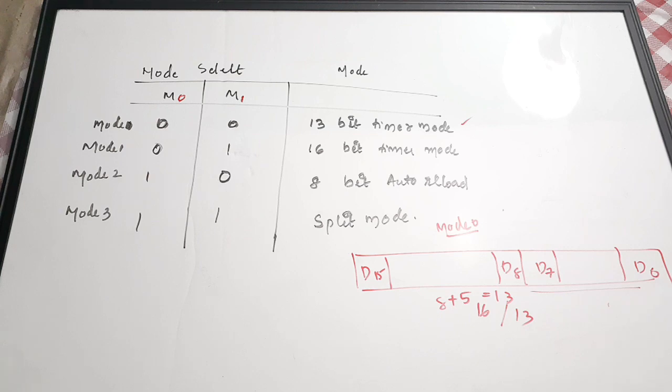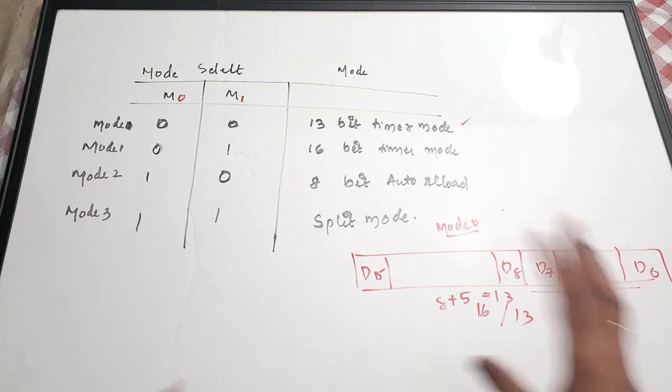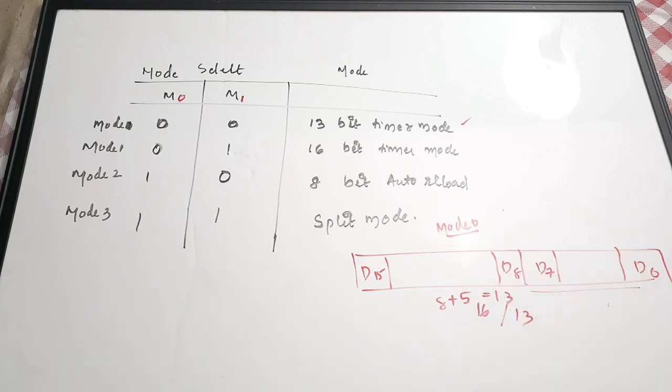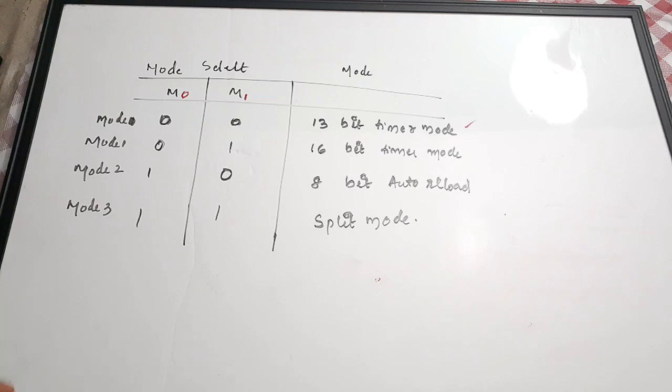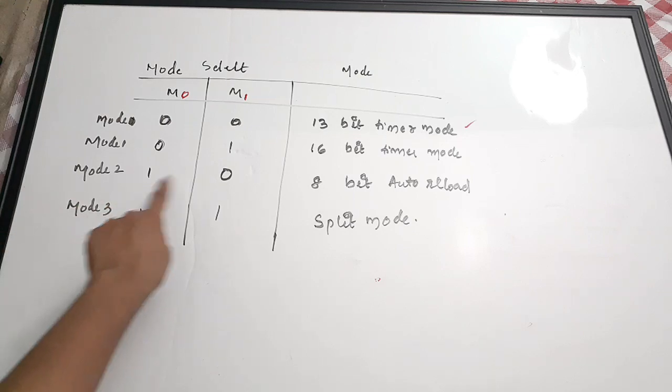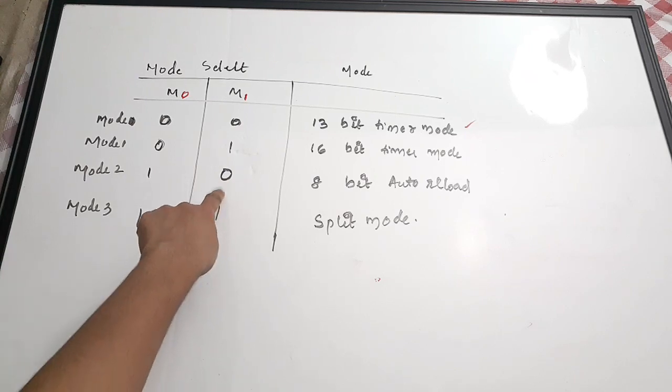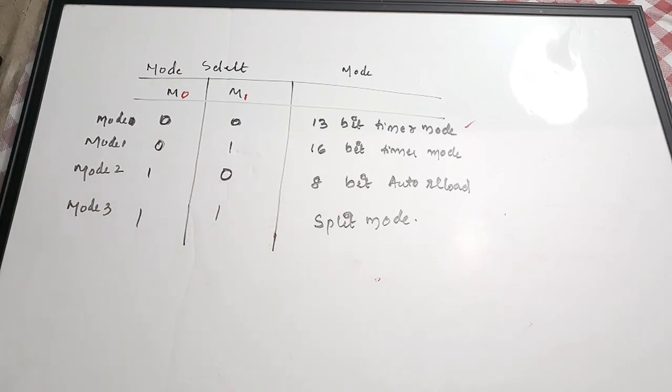Then for mode 1, 0 and 1 are the bits for M0 and M1, and it is a 16-bit timer mode, where the total 16 bits are used. That is the 16-bit timer mode, which is mode 1. Then mode 2 means 8-bit auto reload. Next one is mode 2, where M0 is 1, M1 is 0, and it is 8-bit auto reload.